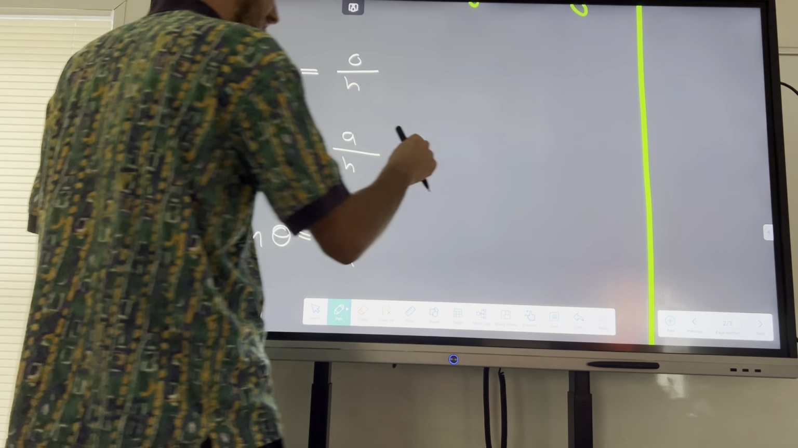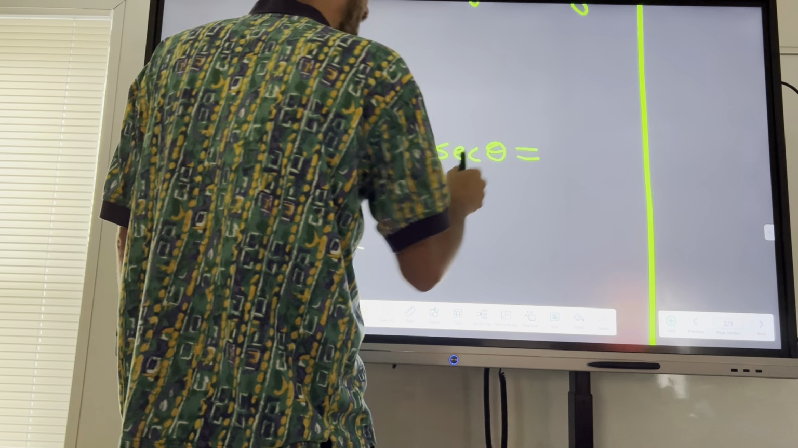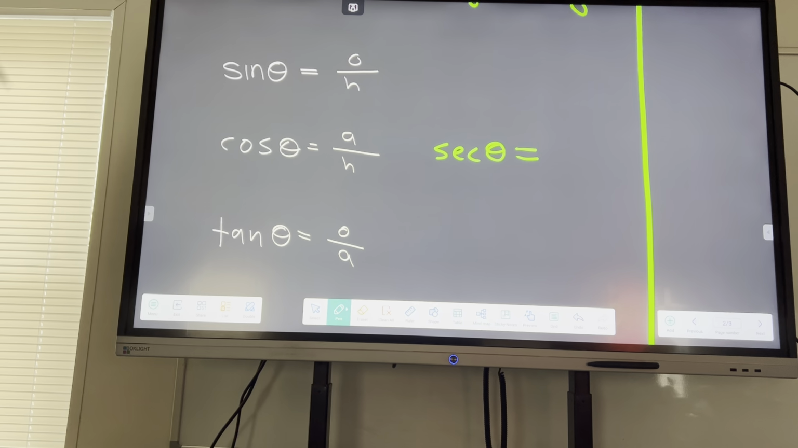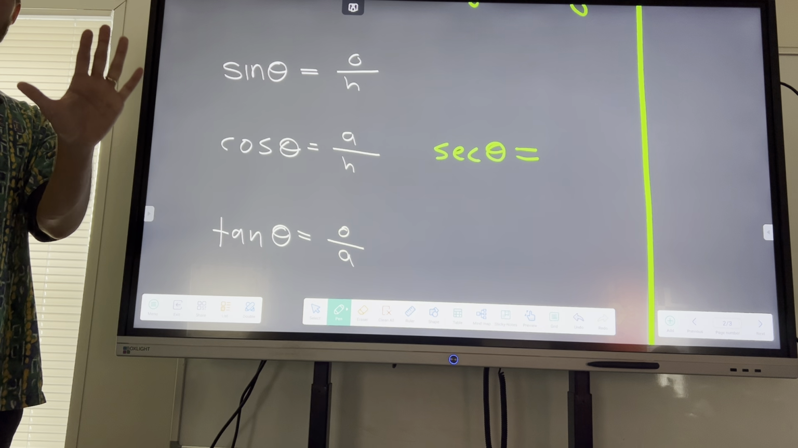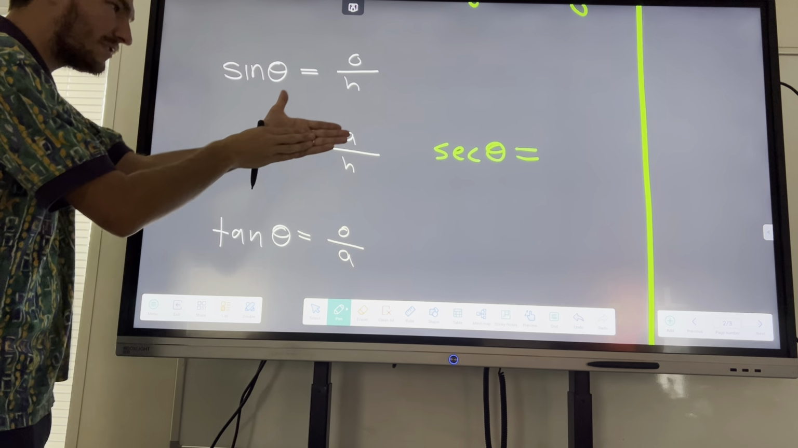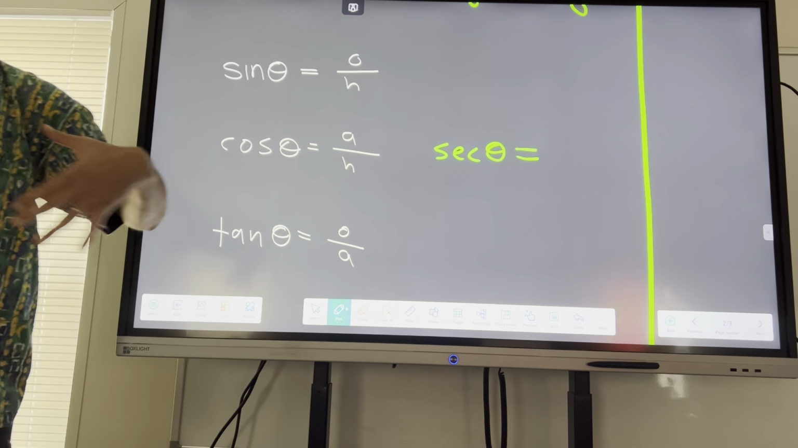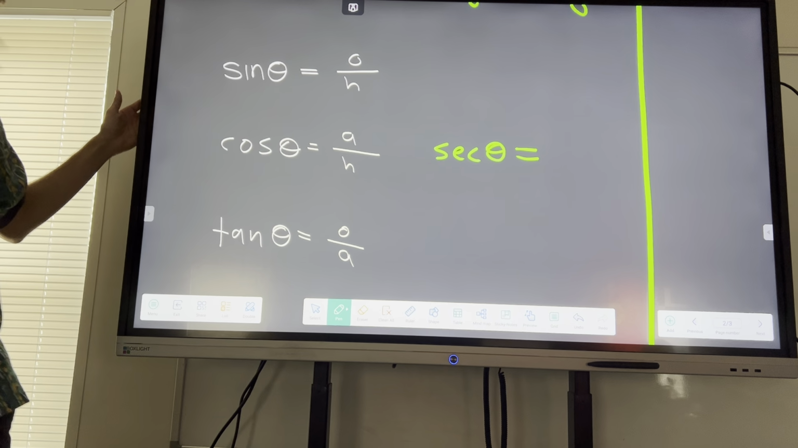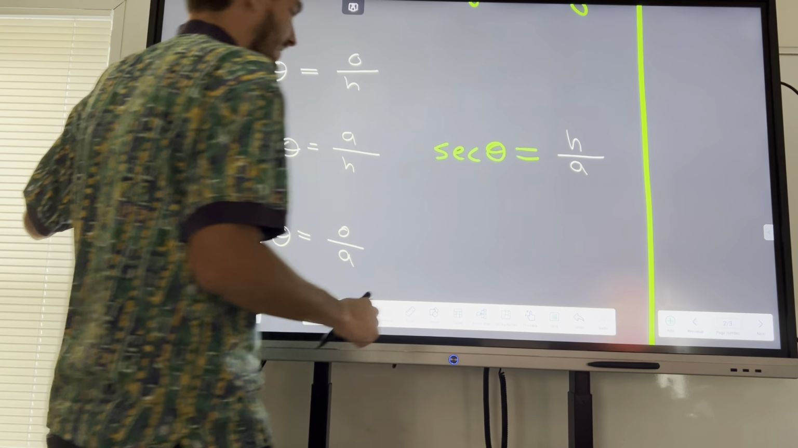SEC, I know a lot of people were trying. That was one I heard. SEC is correct. SEC is secant. And all that you're required to memorize is that cosine matches with secant, which again is a little bit random, but that's just how it works. That's going to be H over A.